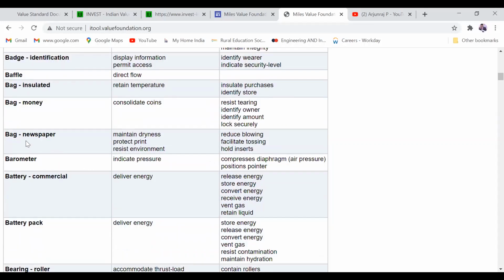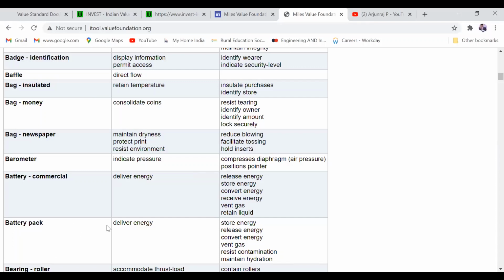Even for non-technical things also this is applicable. Newspaper, it should maintain dryness. Okay, the bag, say for example, it should also maintain the dryness. It should protect the printing machine. Okay, the Hindu newspaper or New Indian Express, even that is a machinery, and you can apply this for a process as well.